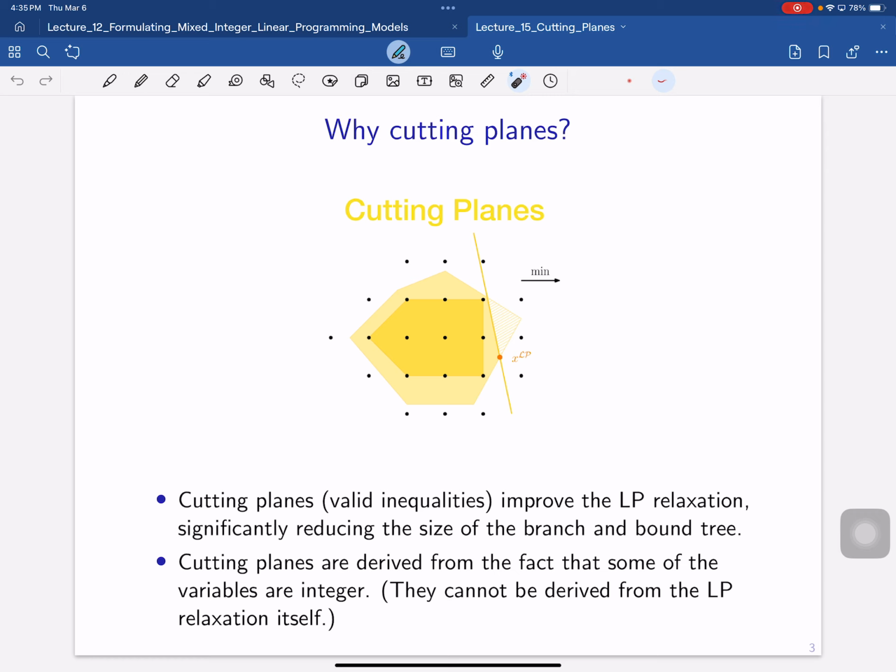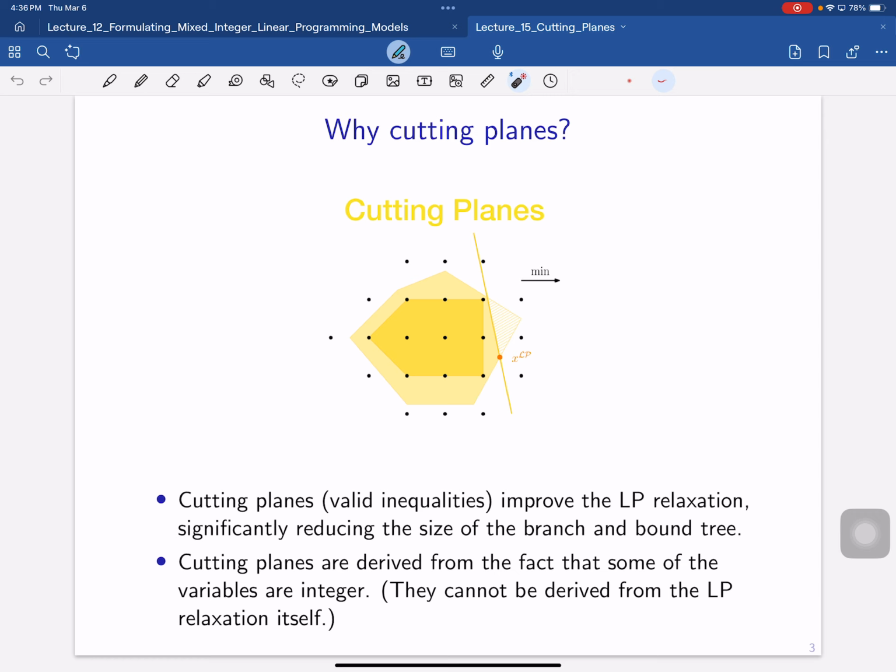This figure may still be familiar to you. As you can see, we have the MIP feasible region. If you take the LP relaxation, maybe you get this extreme point, and it doesn't satisfy the integrality constraints. If you can add a cutting plane that cuts off a huge chunk of this feasible region, then you have a tighter relaxation by adding the cutting plane.